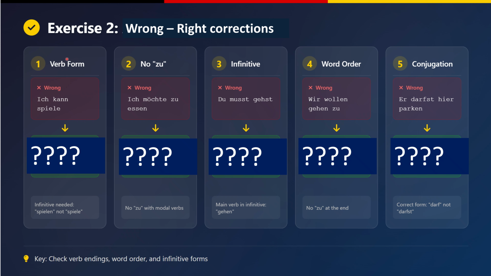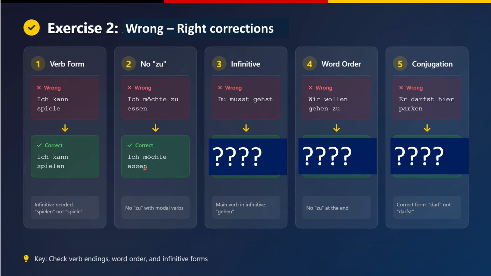The first example, the wrong verb form. Ich kann spiele. The correct answer would be Ich kann spielen. The second example, Ich möchte zu essen is wrong and the correct answer would be Ich möchte essen. We never use zu with modal verbs.